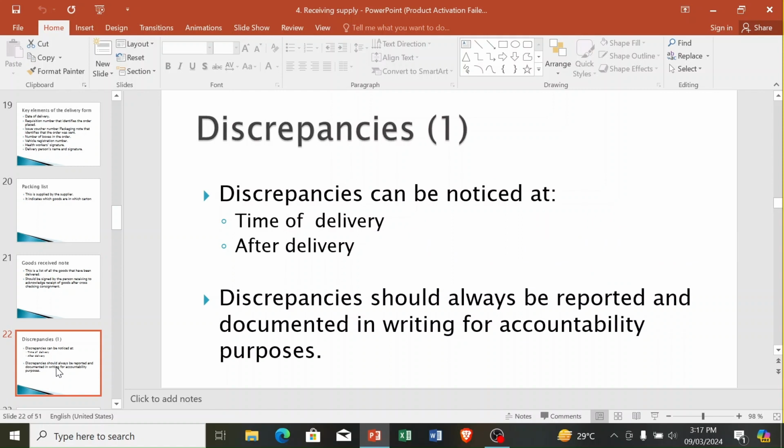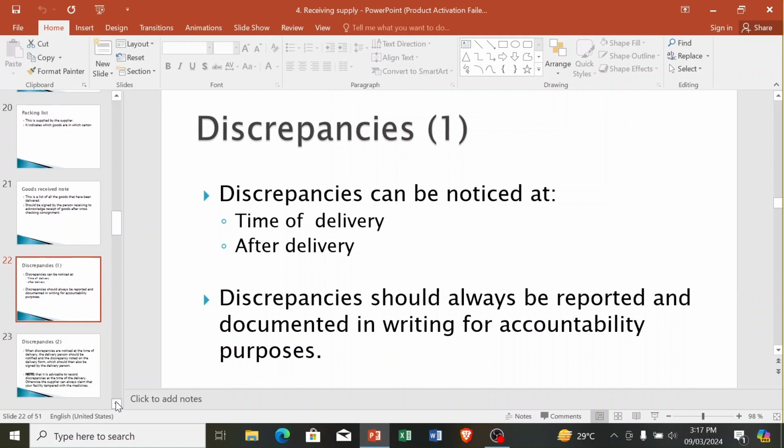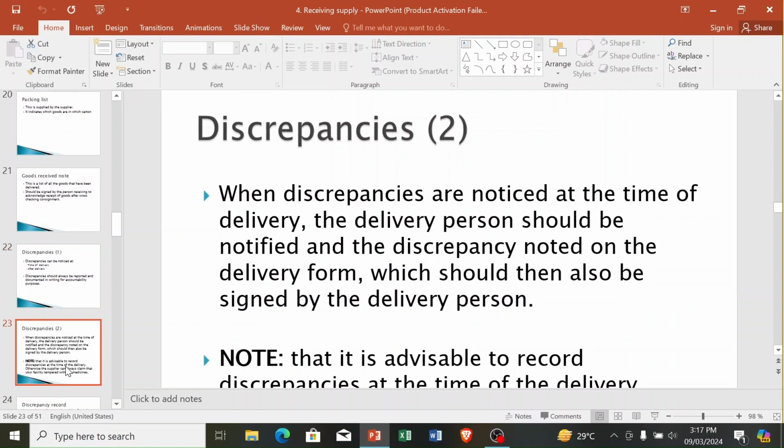Discrepancies can be noticed at the time of delivery or after delivery. Discrepancies should always be reported and documented in writing for accountability purposes. When discrepancies are noticed at the time of delivery, the delivery person should be notified and then the discrepancy noted on the delivery form, which should then also be signed by the delivery person.